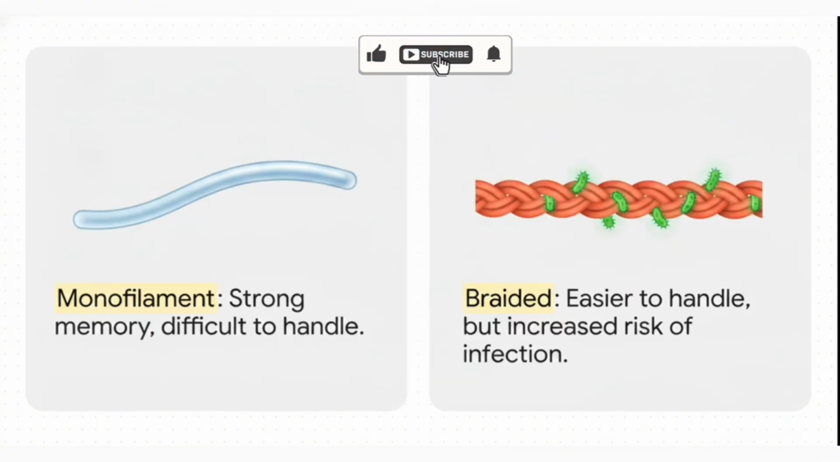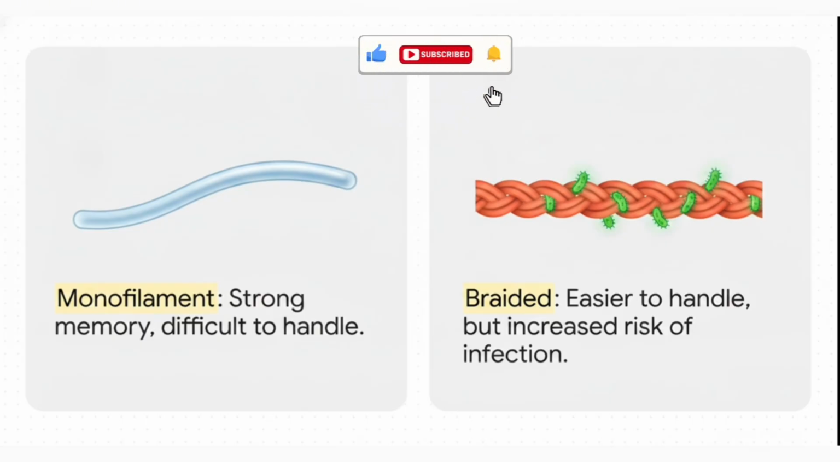Another really important way to look at them is monofilament versus braided. Monofilaments, like proline, are just single strands. Because of this, they have a strong memory, meaning they constantly want to spring back to their original shape. This makes them difficult to handle and means you need to tie more knots.